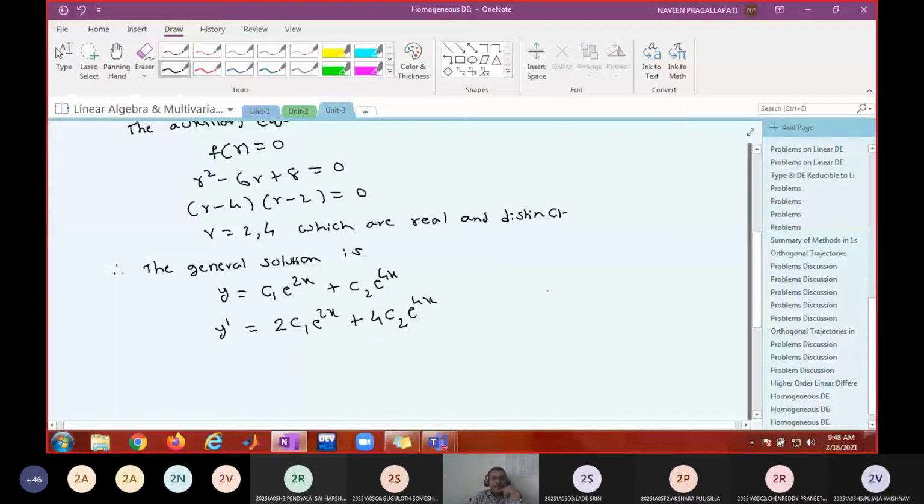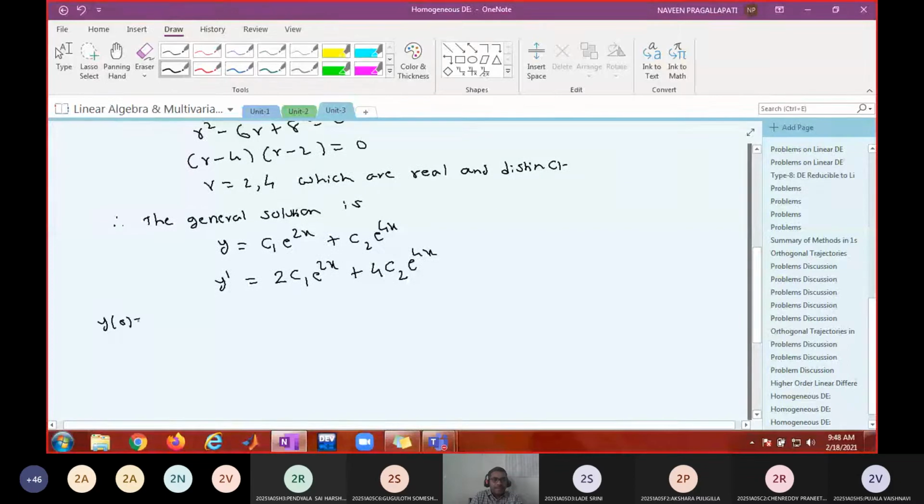Now, what is y of 0? y of 0 is equal to 1. So y of 0 equal to 1 means what? When x equals 0, the y value is 1. So substitute y equal to 1 and x equal to 0. So 1 equals, when you substitute x equal to 0, e power 0 is 1. So c1 plus c2.